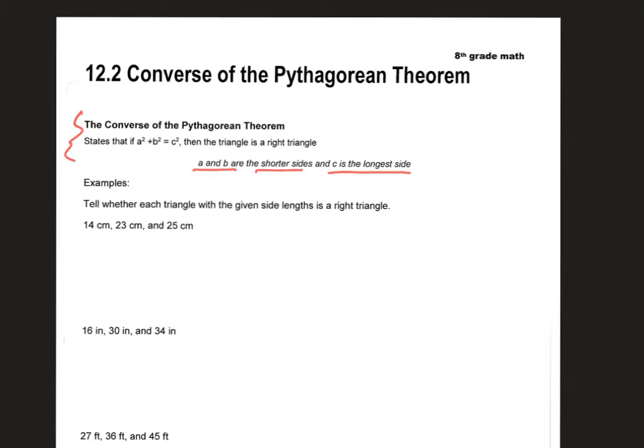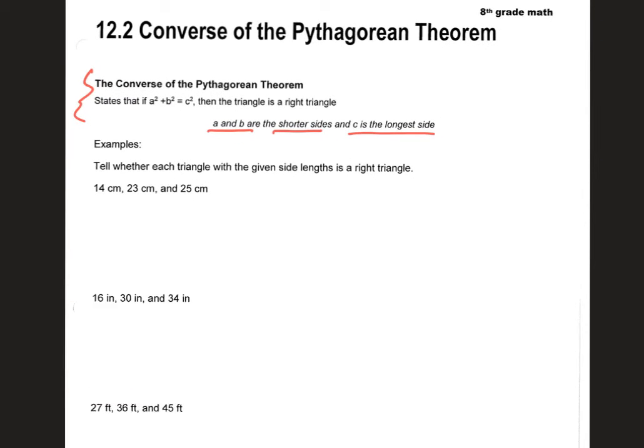So we're going to go through these examples. We're going to tell whether each triangle with the given sides is a right triangle. So again, we're just going to take a squared plus b squared equals our c squared. And they're in order. This is our longest. So 14 squared plus 23 squared, does that equal 25 squared? If it does, it's a right triangle. If it does not, it's not. So use your calculators, have them out. So 14 squared, if you don't, pause the computer so you can get them out.